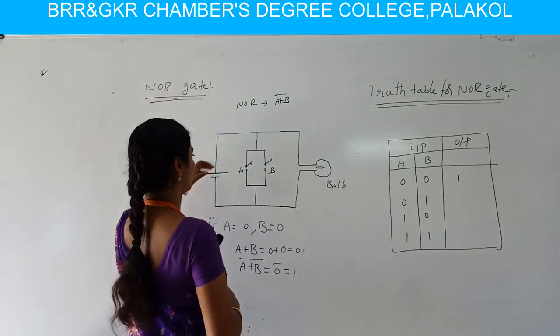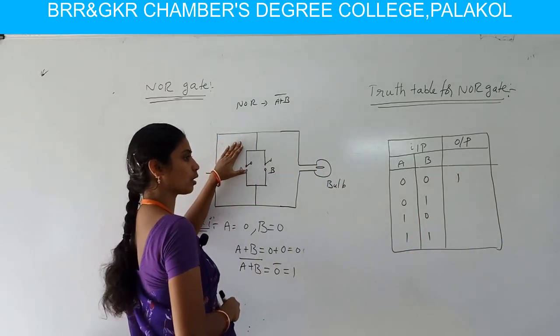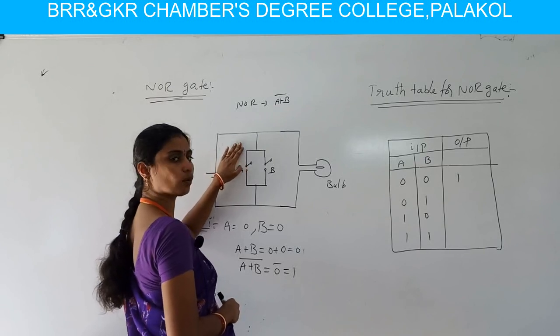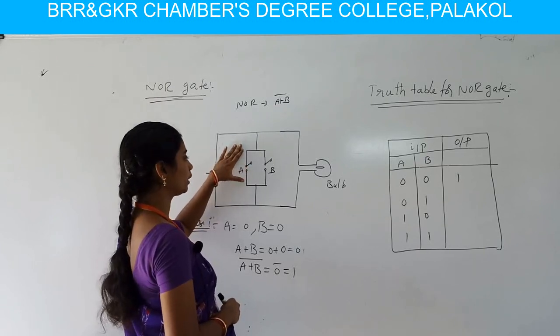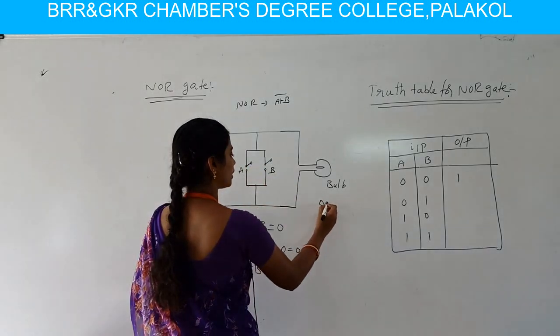So here these two switches are in open state. It means 0, 0, these two switches are open. Then automatically the bulb is in on state. It means the bulb is glowing.